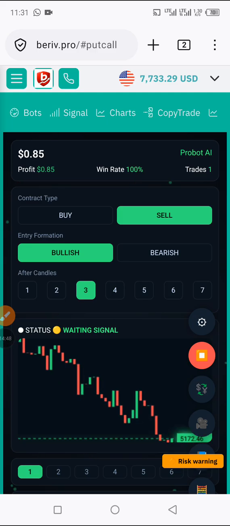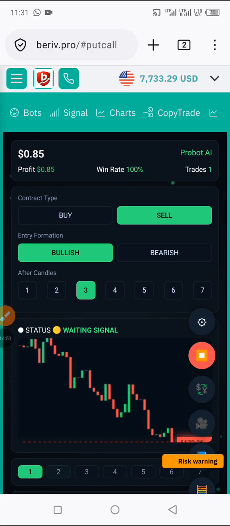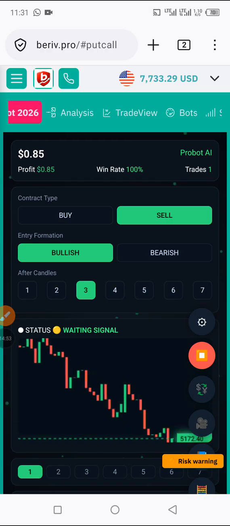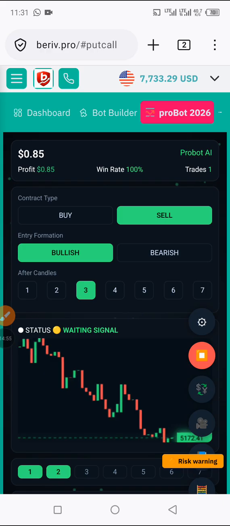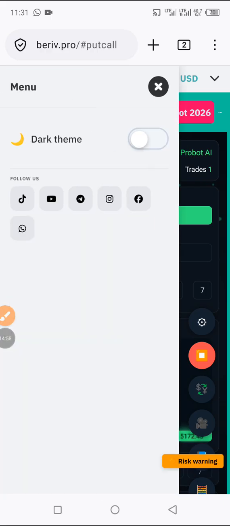Alright, so while we're waiting, we do not want to close this page, so I'm just going to explain a few things that you can find on this website. If you go onto the menu, you can change the themes. You can also follow us on TikTok, on YouTube, on Instagram, on Telegram, Facebook, and also on our WhatsApp channel. Joining these social media will help you in case we post something new, or you want updates about anything that you are developing on this website. So make sure you join the channels.